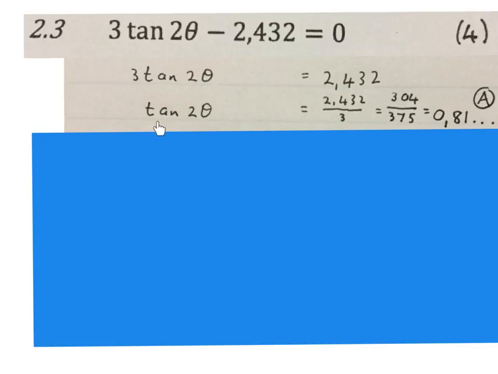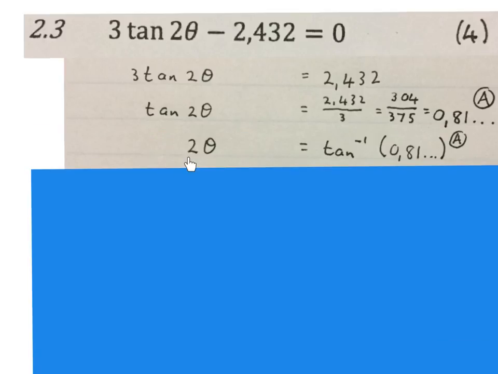Next, we will move the tan, in other words, get rid of it. We'll go into the calculator and push Shift Tan, and the tan is now gone, so we've got 2 theta equals Shift Tan on the calculator, 0.81. The answer I put in A. I can just put Shift Tan, recall A, and get the answer.